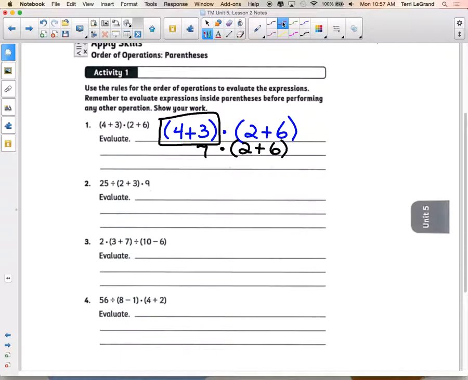We have to take care of all parentheses before we can move on in our order of operations. So we're going to have 7 times what left? 8. 2 plus 6 becomes 8. And now there's only one thing left, and that is what? Multiplication, and we'll just do it. What's 7 times 8, class? 56. So we'll put a circle around that. That's our final answer.